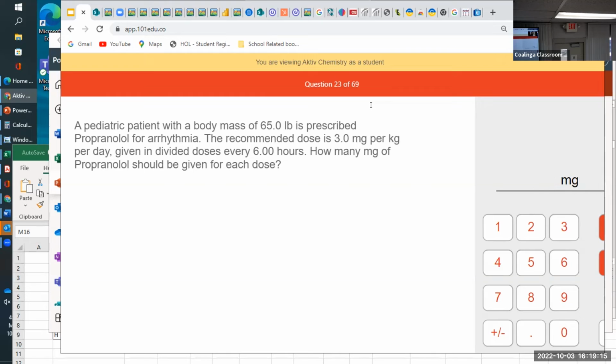The recommended dosage is 3.0 milligrams per kilogram per day, given in divided doses every 6 hours. How many milligrams of propranolol should be given for each dose?